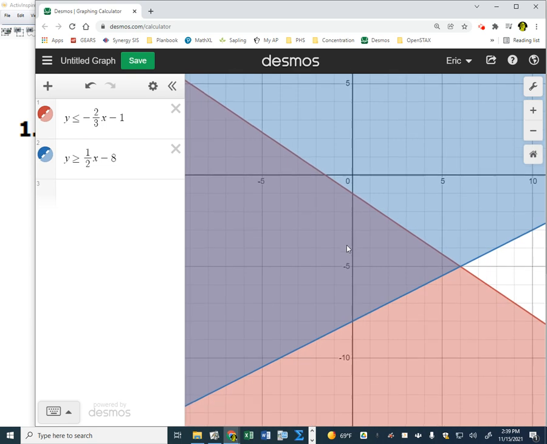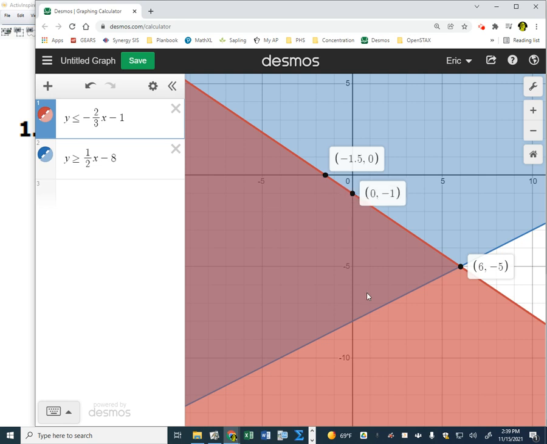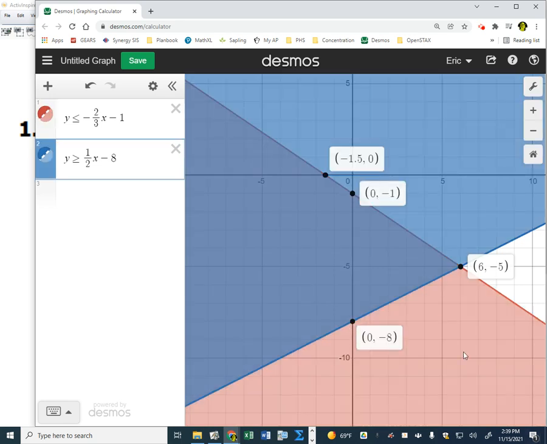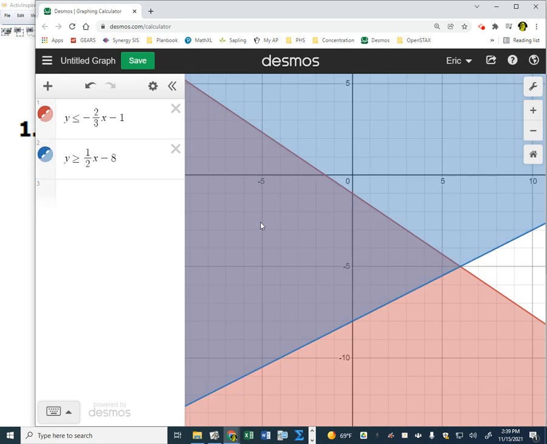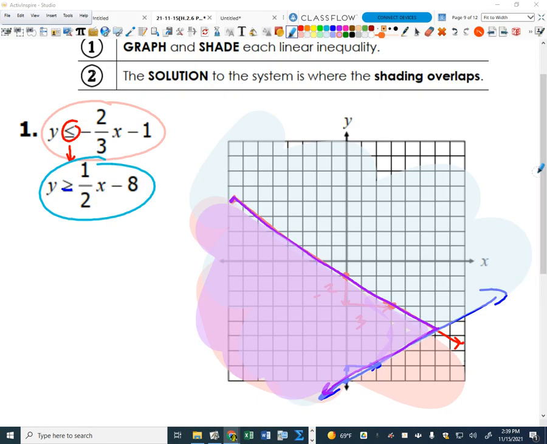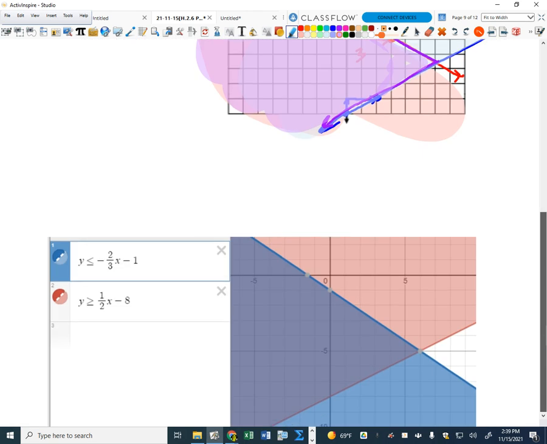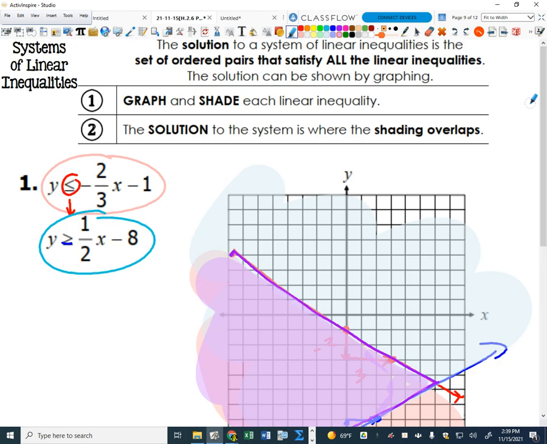Right, there's my solution set. Now, if I want to know some important boundaries, I can still do all the old tricks I could do. I could find points of intersection. I could find intercepts, if that's helpful. Okay, make sense? Okay, and so here's, I think I left a little picture of this on the notes. Right, there's what it looks like.